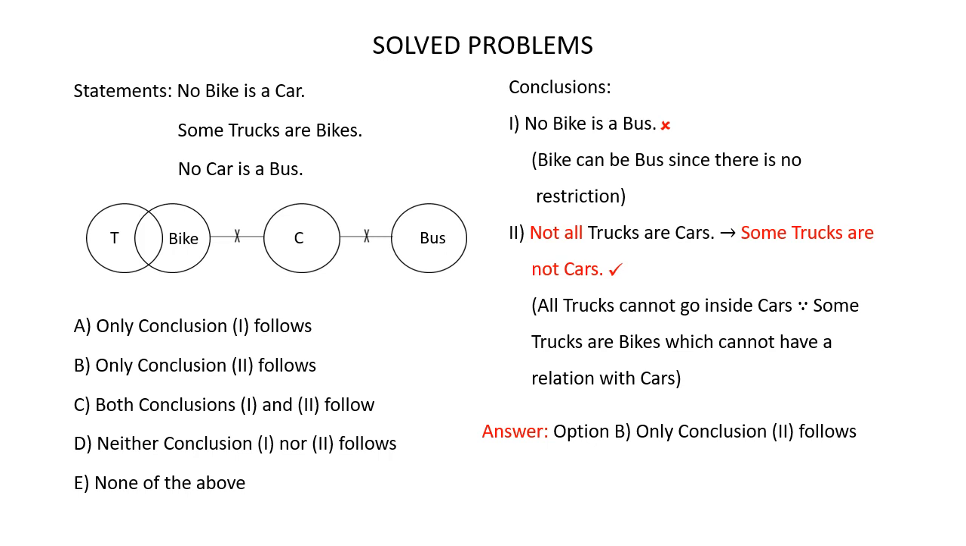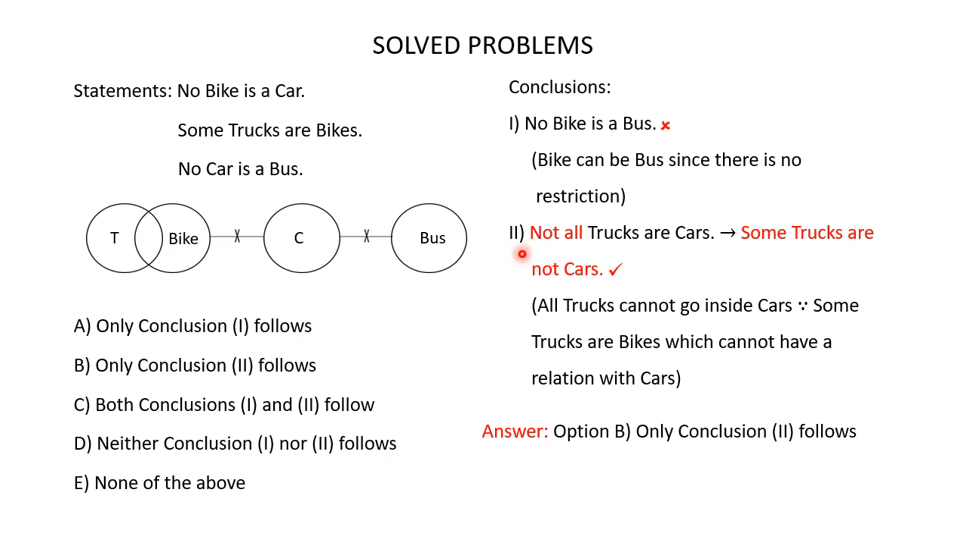Now let's check if there is a possibility for bikes to be bus. As you can see in this Venn diagram, there is no restriction between bikes and bus. So there is a possibility for bikes to have a relation with bus. This means bikes can be bus. Now if bikes can be bus, then you cannot say no bike is a bus. So the conclusion no bike is a bus is wrong. Conclusion 1 does not follow.